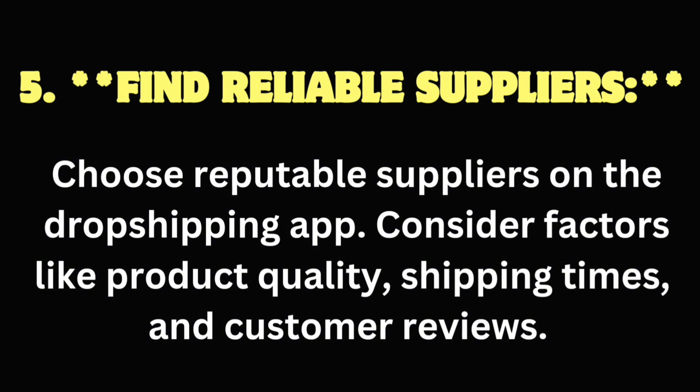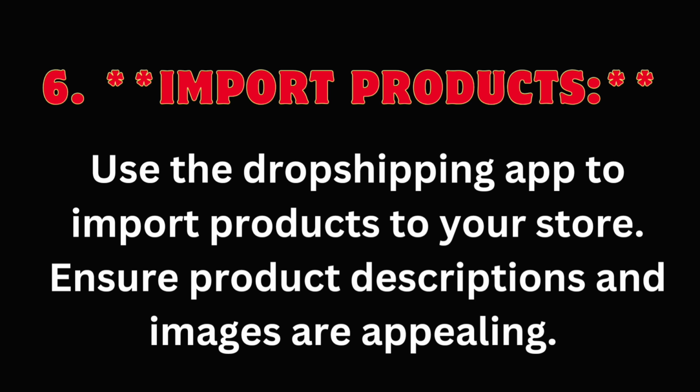Now the fifth one is find reliable suppliers. Choose reputable suppliers on the dropshipping app. Consider factors like product quality, shipping times, and customer reviews. Now the sixth, import products. Use the dropshipping app to import products to your store. Ensure product descriptions and images are appealing.